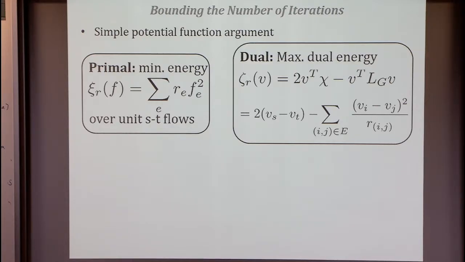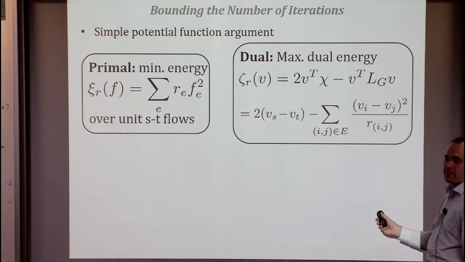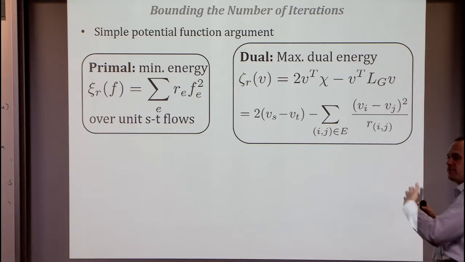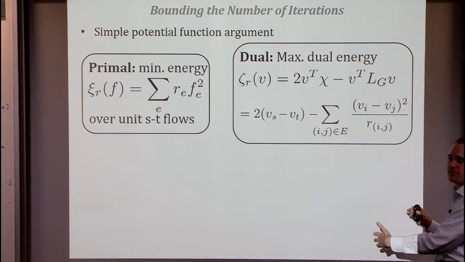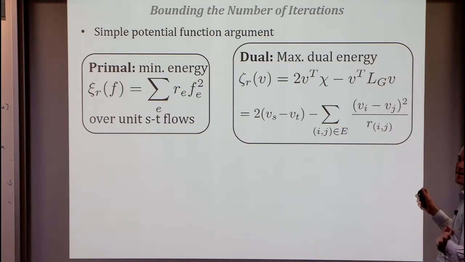But morally, the point is just that on the one hand, you could minimize energy over all flows, and you get one side. A feasible flow gives you an upper bound on the energy and the effective resistance. Or if I give you a collection of feasible potentials, that's a lower bound, because it's an upper bound on 1 over the effective resistance. And so that's the primal and the dual.